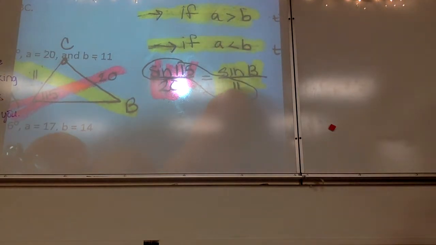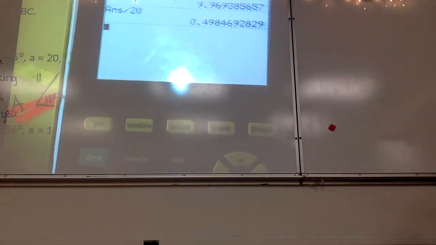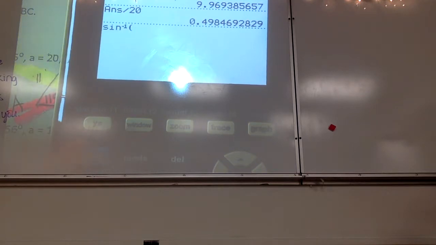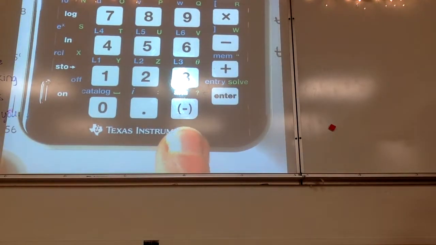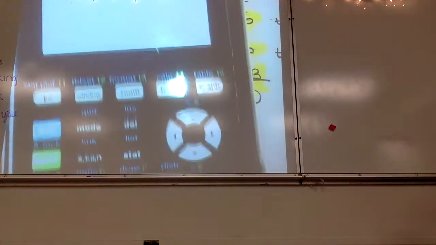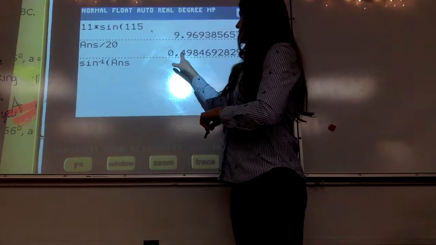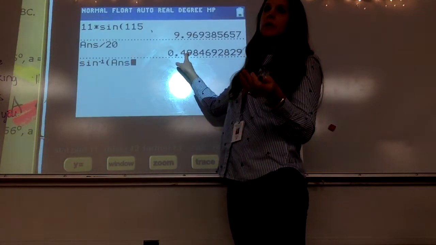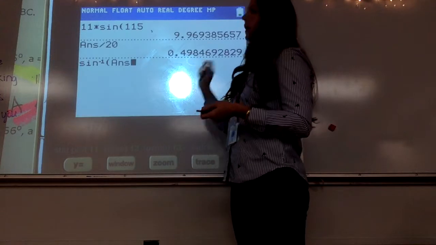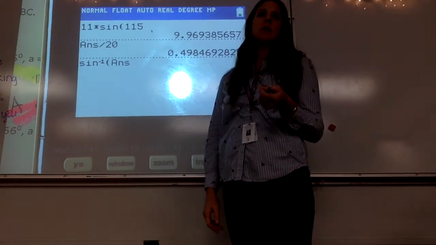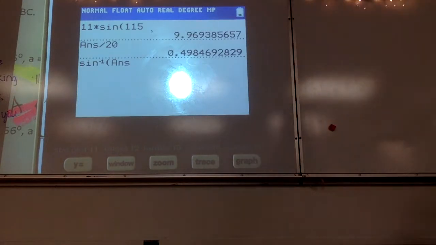So what we need to do, because we still have sine of B, is hit second sine, second answer. It's the easiest way for me to do it on this one. If you're using one of the smaller calculators, a way to work around this would be to round this number to the thousandth place and just type in second sine of 0.498. You're not going to get a perfect answer, but close enough. So second sine of second answer is 29.9 degrees.